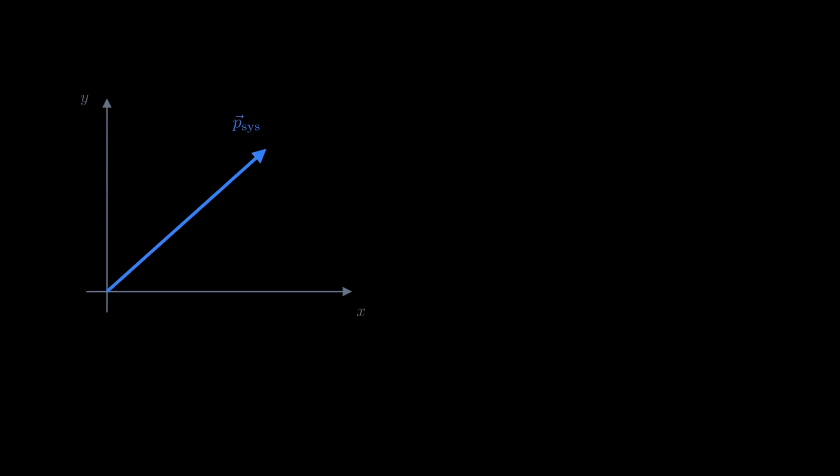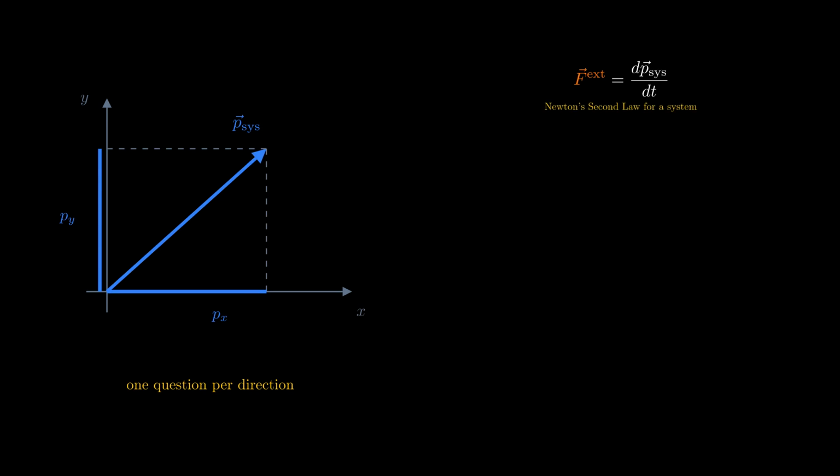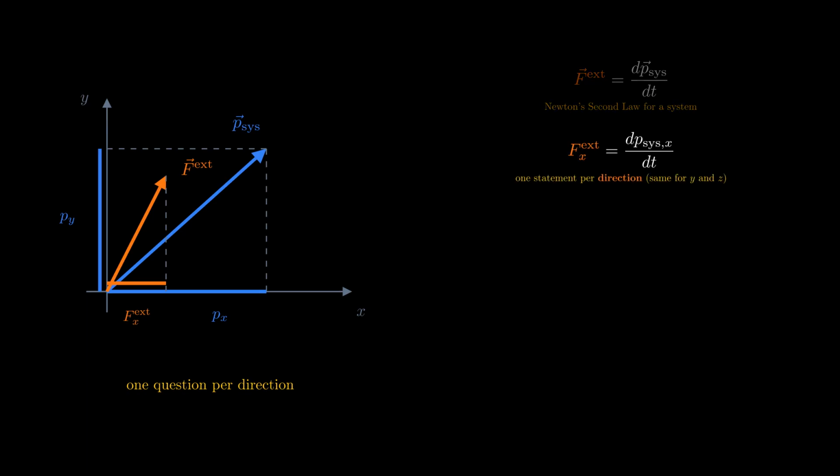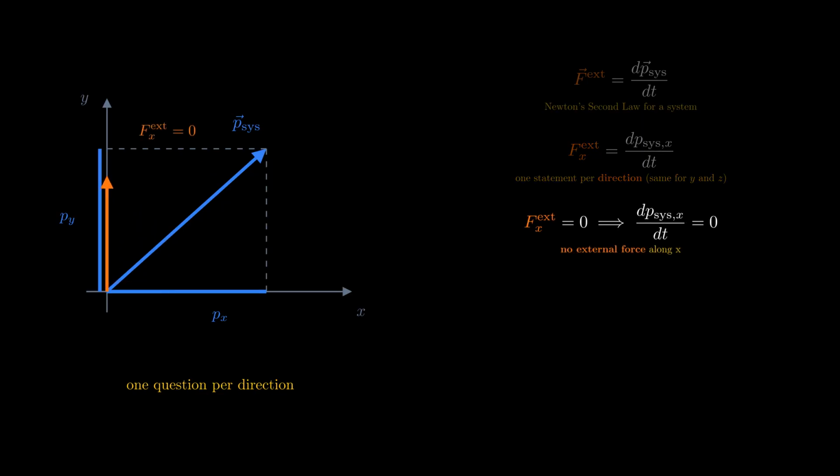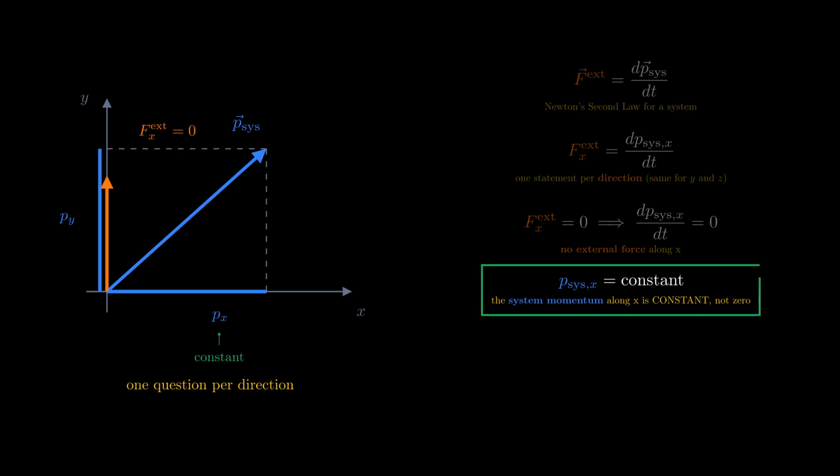Momentum is a vector, so asking whether momentum is constant is never one question. It is one question per direction. The tool is Newton's second law for a system. The net external force equals the rate of change of the system momentum. That is a vector equation, so it holds component by component. If the external force has no component along x, then the x component of the system momentum has 0 rate of change. And in that direction, the momentum is constant.